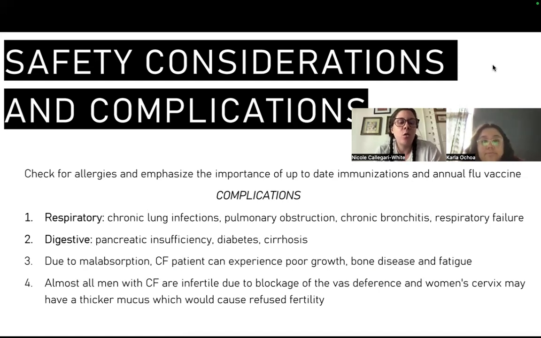And due to malabsorption, the cystic fibrosis patient can experience poor growth, bone disease, and fatigue. And almost all men with cystic fibrosis are infertile due to the blockage of the vas deferens, and the women's cervix may have a thicker mucus, which can cause reduced fertility.